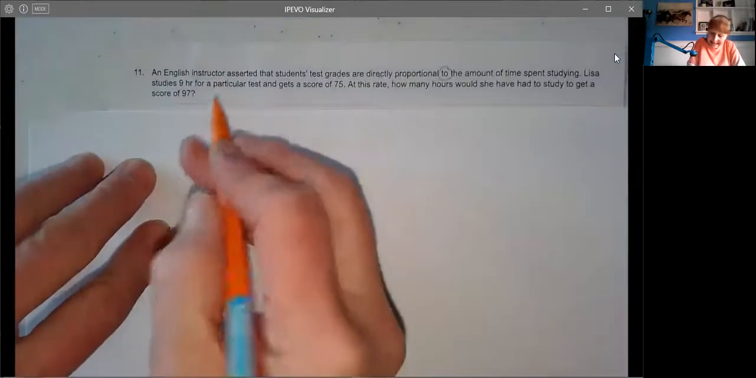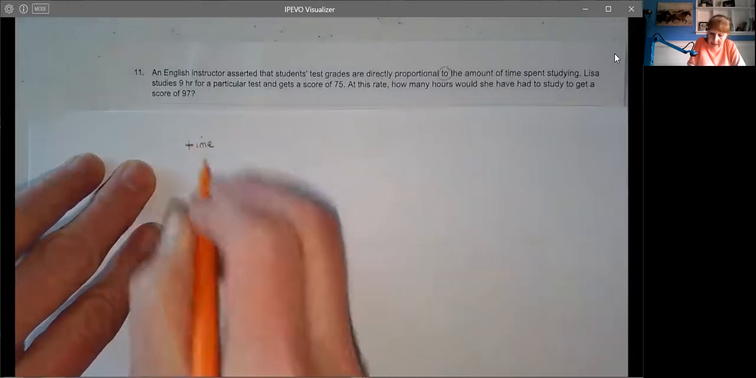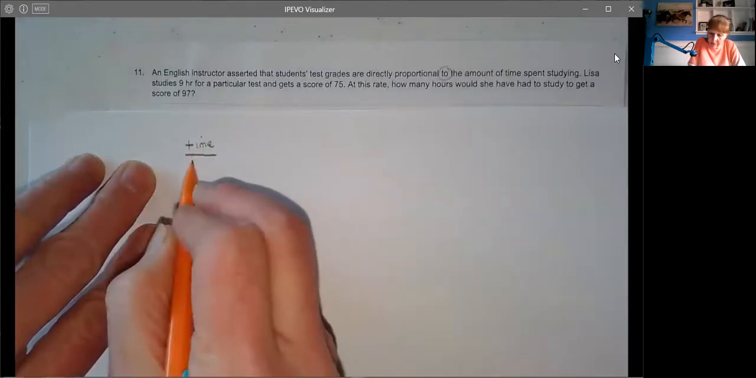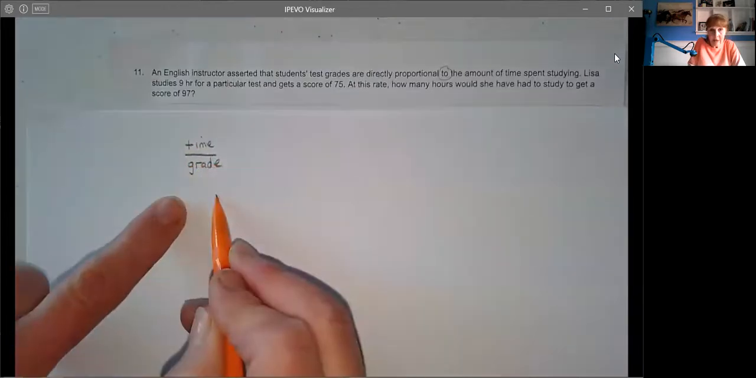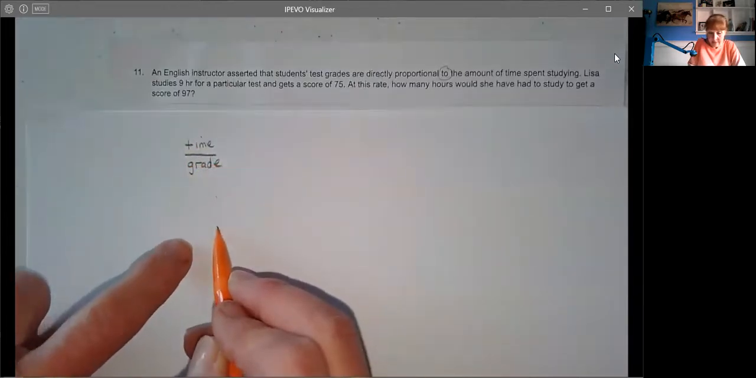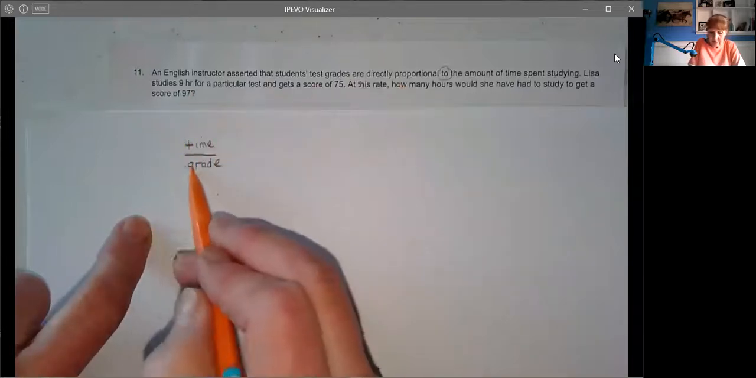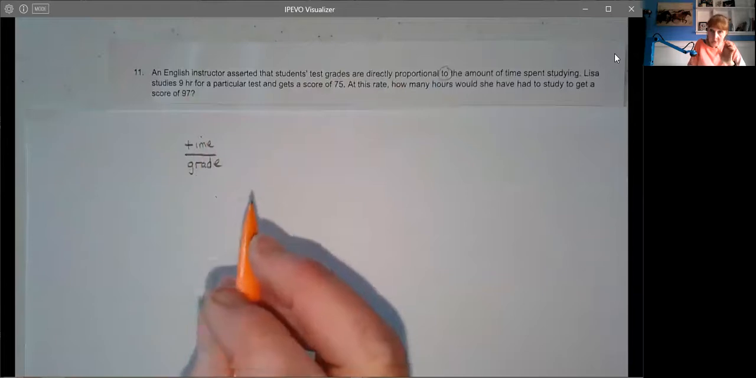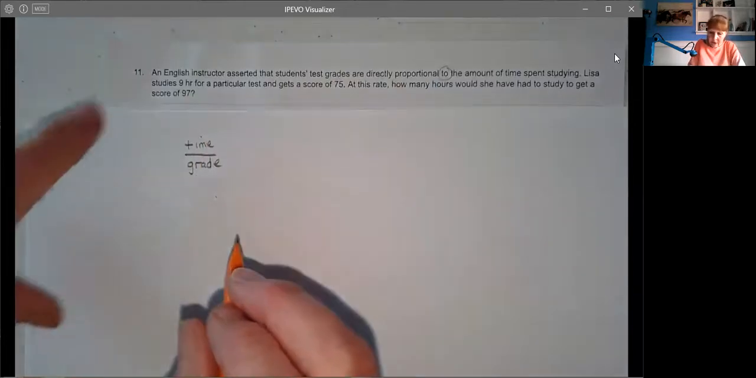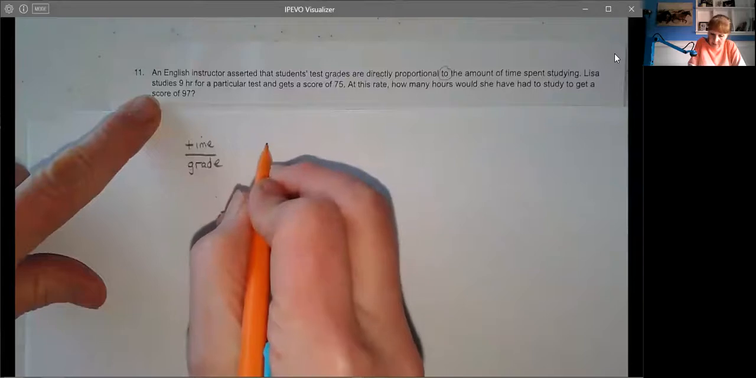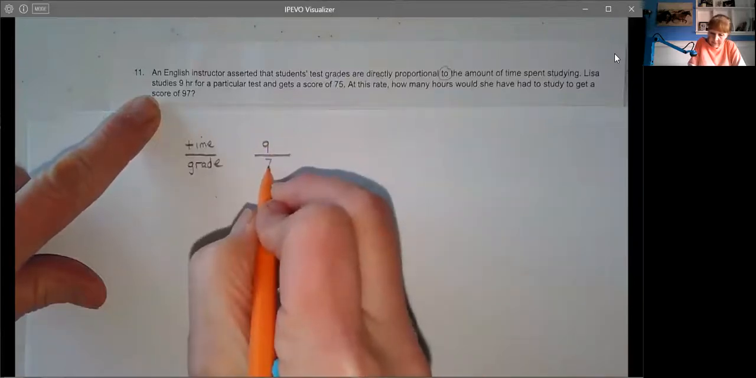So really, it doesn't matter if you put the time studying over the grade, or you take the grade over the time studying. So in these, when you're solving these, you can switch these. What matters is you're consistent, and that'll make sense after when we start to finish this. So I'm going to put 9 hours over a grade of 75.